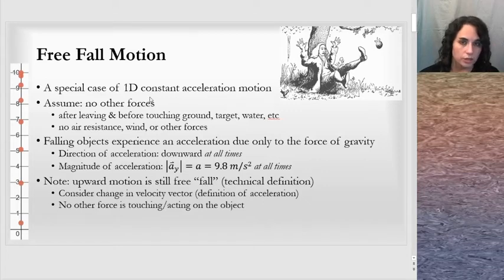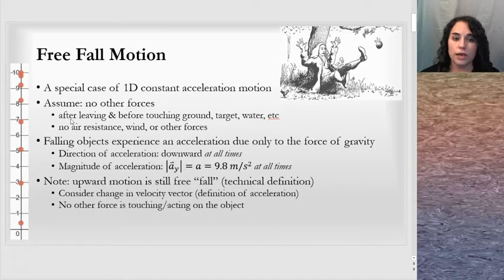Because I know you're thinking in your head, what about the force of the tree? Or the force of the ground? Or the wind? Or etc. What we're thinking about is just an object in the air without anything else touching it and without any other external forces going on. It's just simple gravity, one force acting on this object.